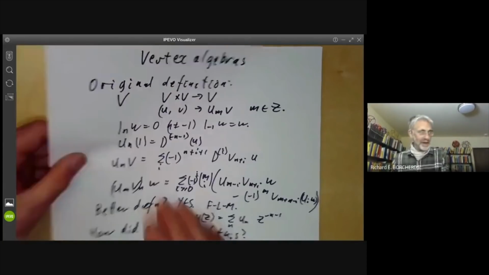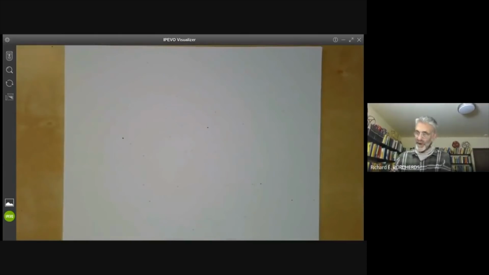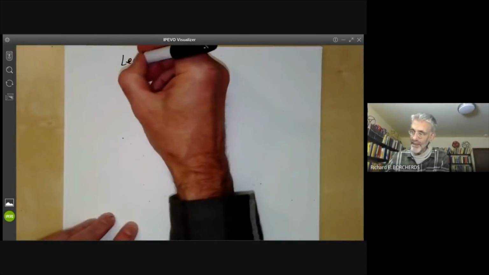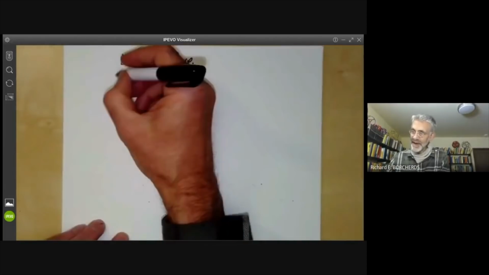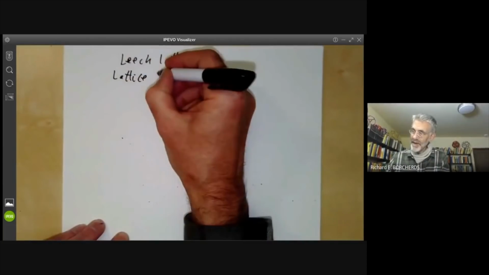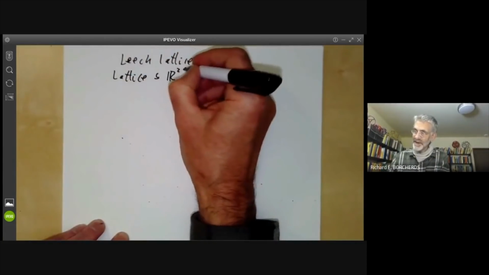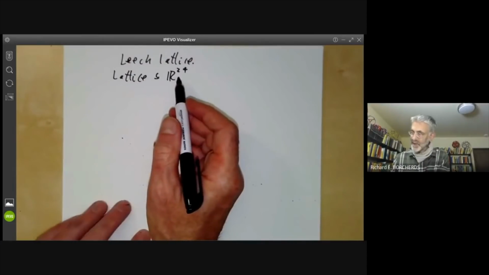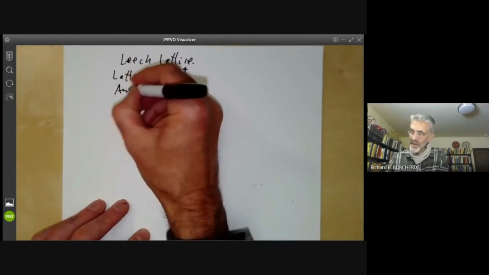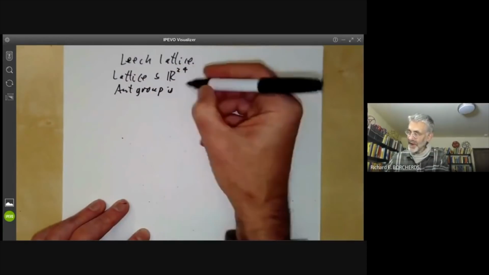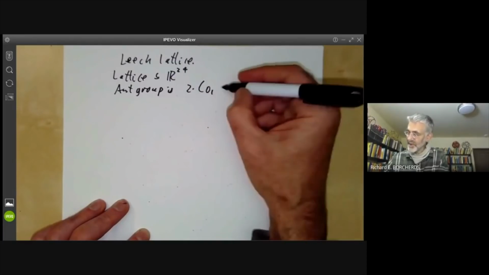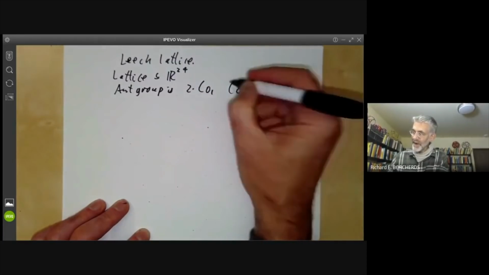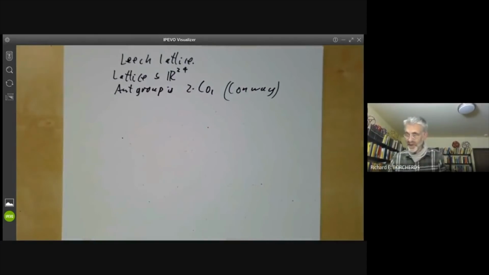Well, the story starts, more or less, with the Leech lattice. So the Leech lattice is a lattice in 24-dimensional real vector space. And it's really famous because the automorphism group is more or less a double cover of Conway's largest simple group. So Conway became very famous in the 60s for discovering a new sporadic group whose automorphism group was the Leech lattice.